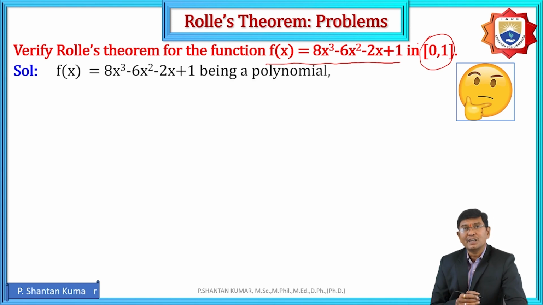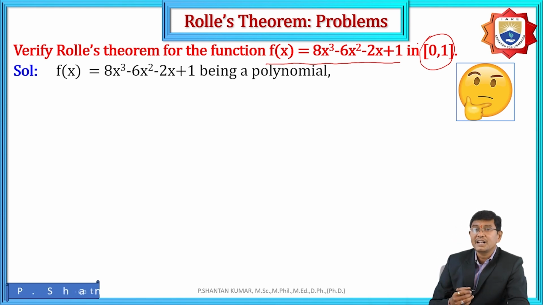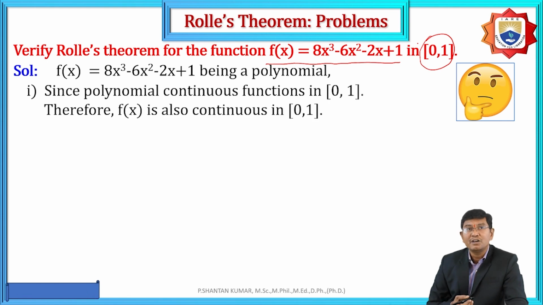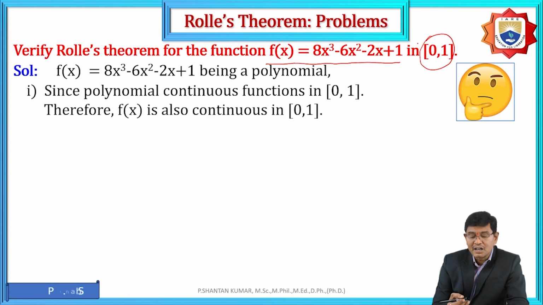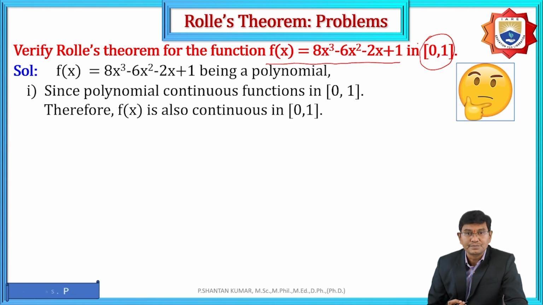As per that property, it is a polynomial function, therefore every polynomial function is also continuous in the interval (a, b). But here the closed interval is [0, 1]. Therefore, we need to mention that since the polynomial function is continuous on the closed interval [0, 1], f of x is a continuous function in the closed interval [0, 1].